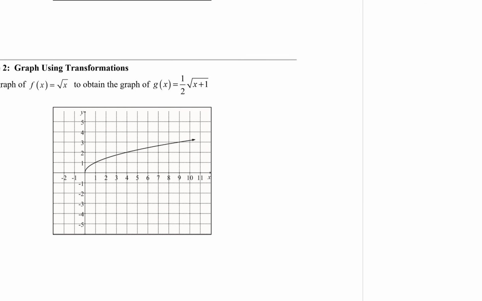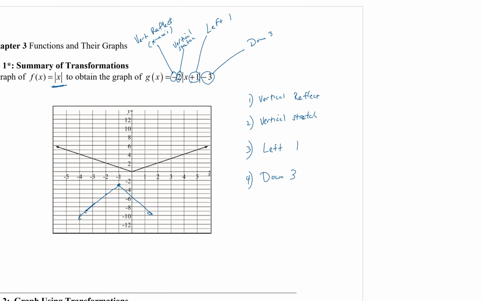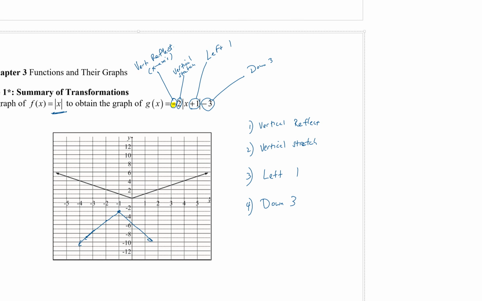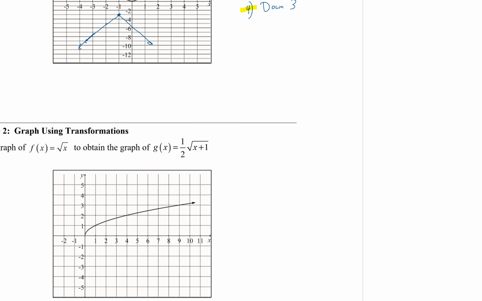All right, how about this one? I want you to notice in this one, there were 4 things happening. 1, 2, 3, 4. So I had to list all 4, okay? So that's how I did all 4. Here, what's happening? Look at the original equation. Now look at this one. There's a half and a plus 1. There's only 2 things happening, so there's only 2 transformations.